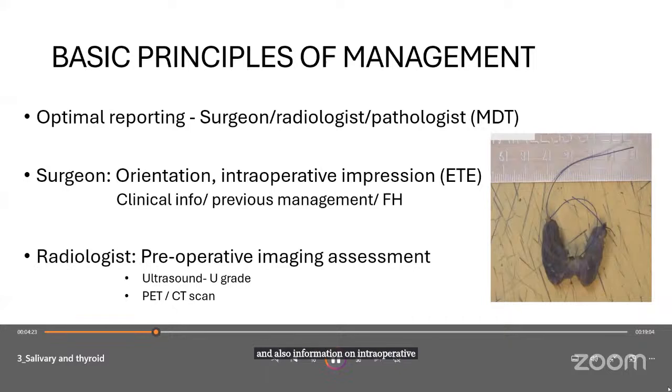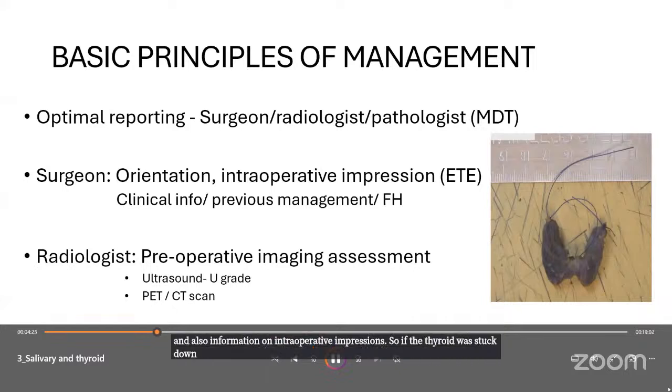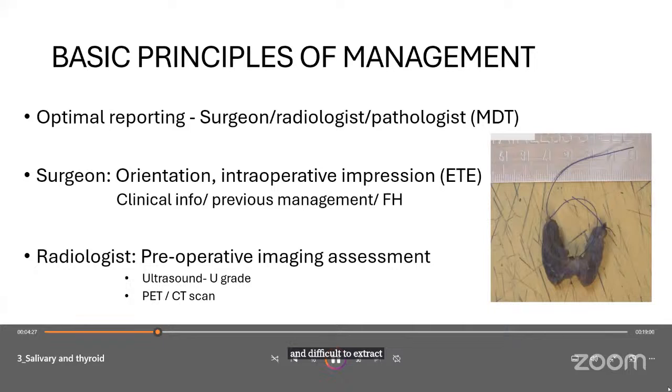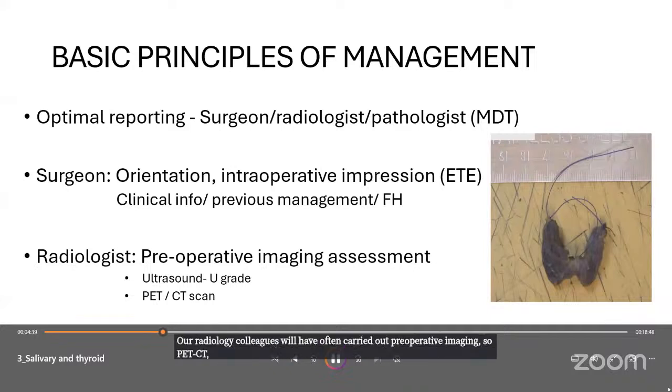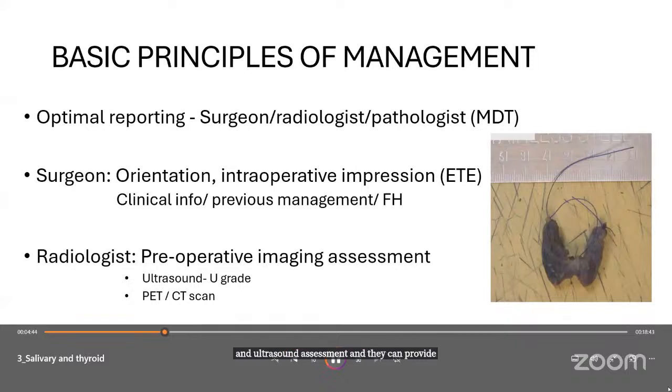So if the thyroid was stuck down and difficult to extract, this would raise a suspicion of extrathyroidal extension and a need to thoroughly sample the specimen. Our radiology colleagues will have often carried out preoperative imaging, so PET-CT and ultrasound assessment, and they can provide very useful triaging information to stratify patients according to the risk of malignancy.